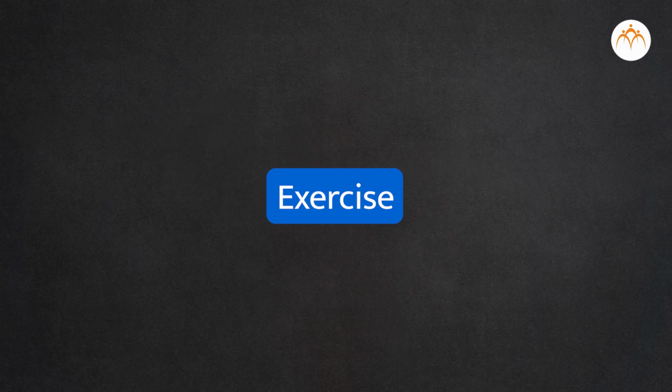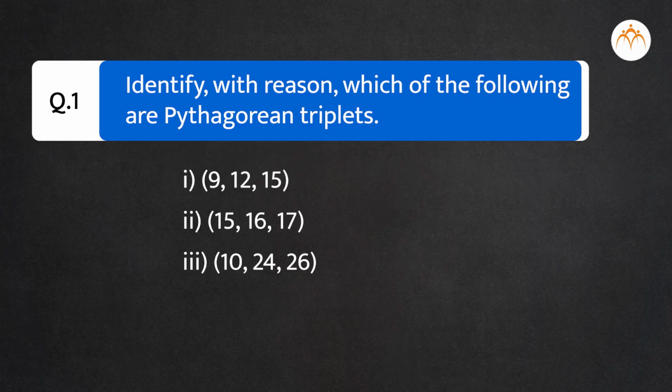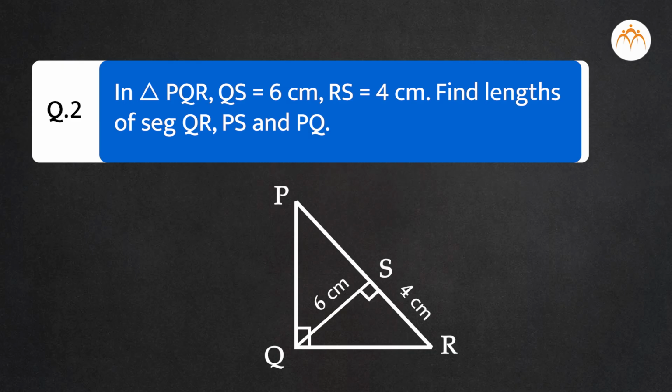Exercise. Identify with reason which of the following are Pythagorean triplets. 1. 9, 12, 15. 2. 15, 16, 17. 3. 10, 24, 26. 4. 32, 48, 24. In triangle PQR, QS is equal to 6 cm, RS is equal to 4 cm. Now, find lengths of segment QR, PS and PQ.